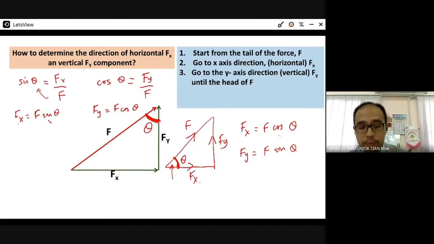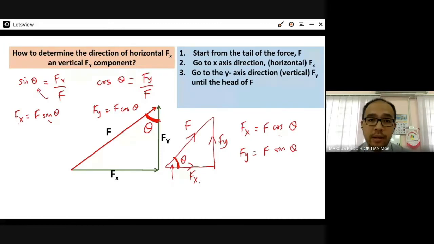Okay, but if you want to make it easy to remember, you just remember this: the component that touches the angle is cos. When the angle touches Fy, then for Fy we use cos. When the angle touches Fx, then for Fx we use cos. Because remember our friend, cos is always with the adjacent. The one next to it is always cos.